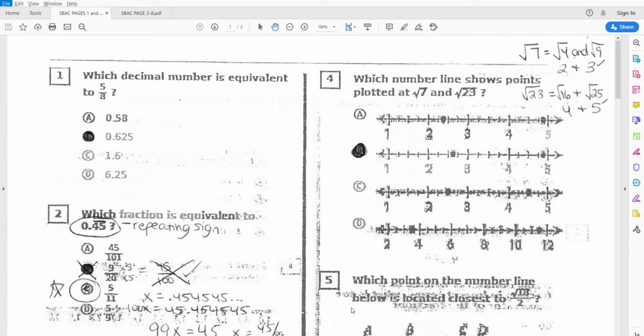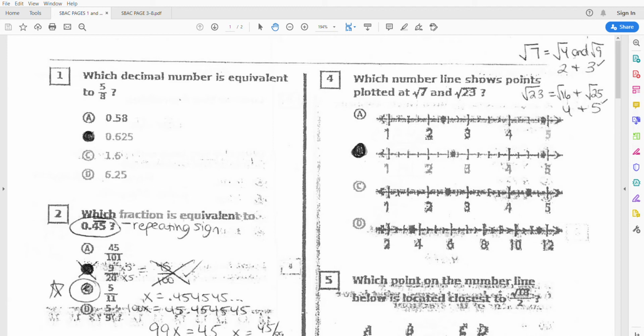Okay, I'm going to go through the SBAC pages 1 and 2 and show you the answers and kind of explain how I solved it. So number 1, which decimal number is equivalent to 5/8?